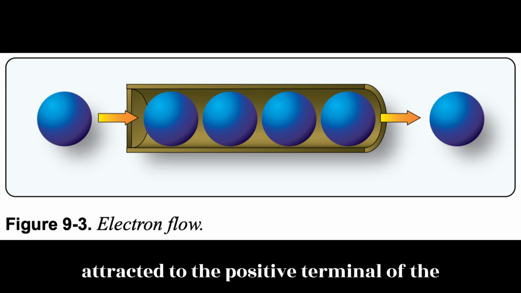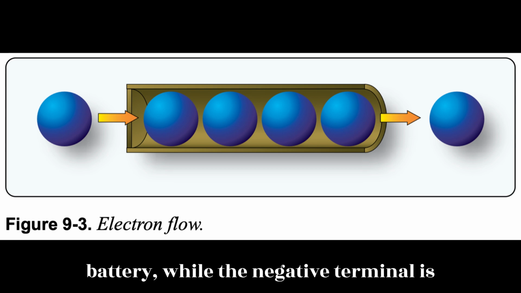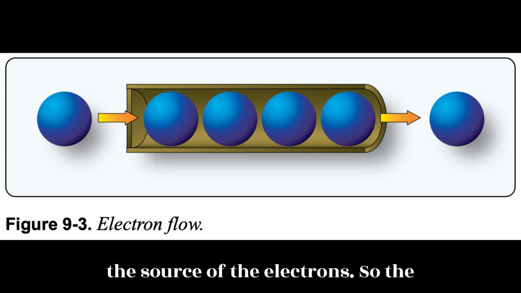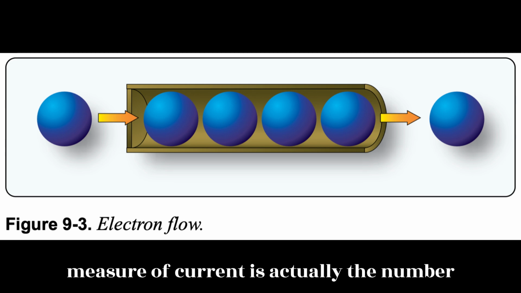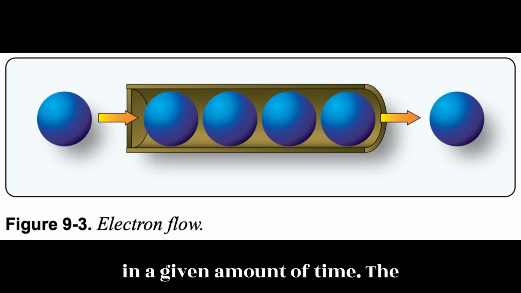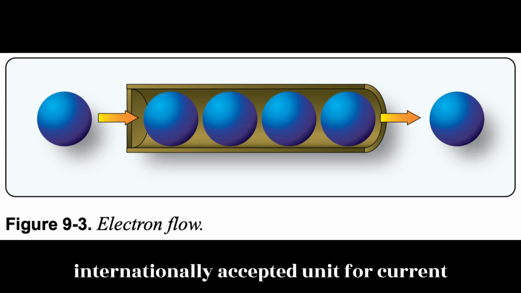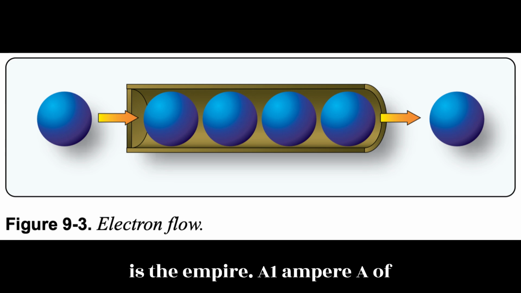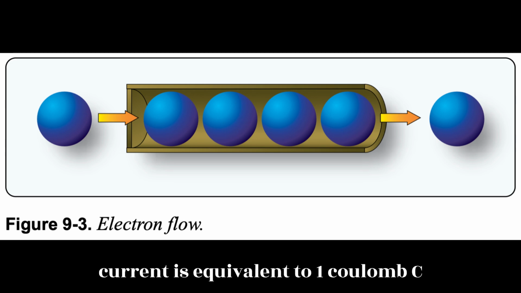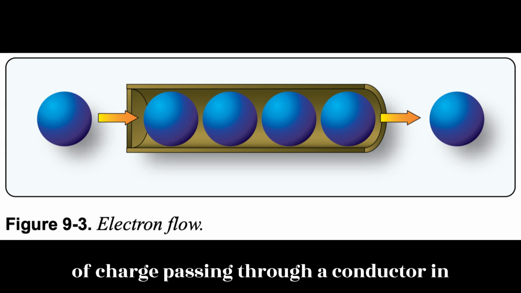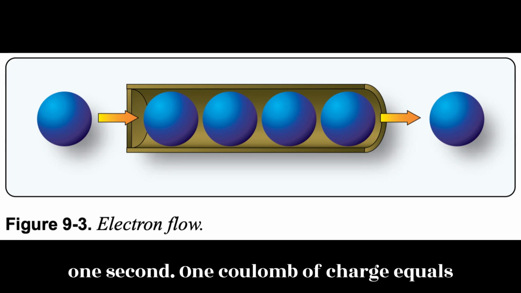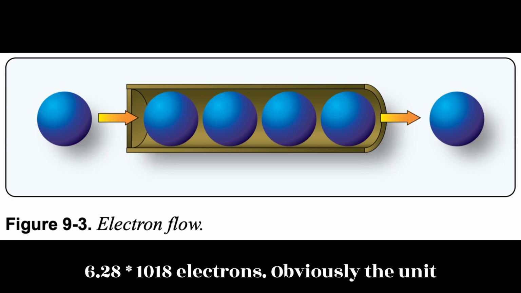These electrons are attracted to the positive terminal of the battery, while the negative terminal is the source of the electrons. So, the measure of current is actually the number of electrons moving through a conductor in a given amount of time. The internationally accepted unit for current is the ampere, A. 1 ampere of current is equivalent to 1 coulomb, C, of charge passing through a conductor in 1 second. 1 coulomb of charge equals 6.28 times 10^18 electrons.